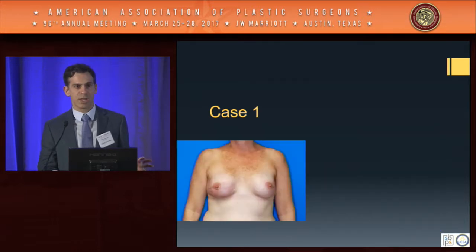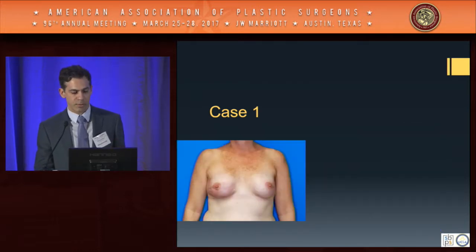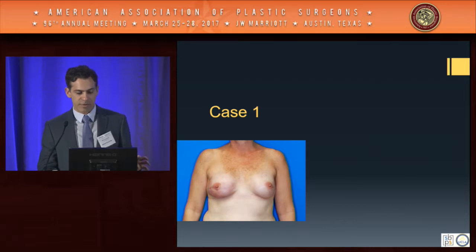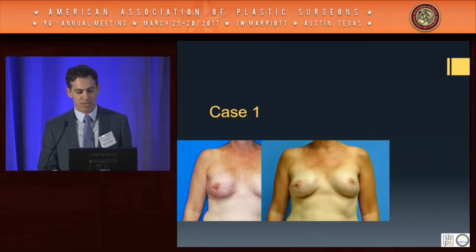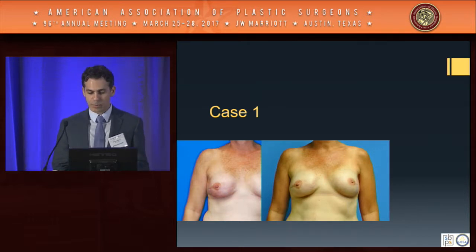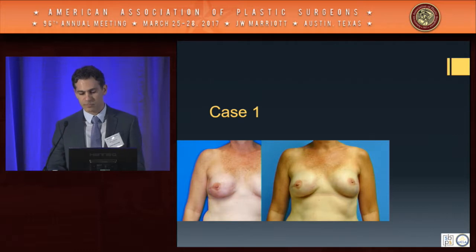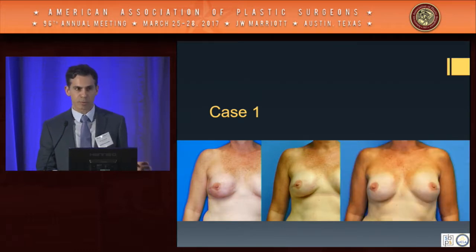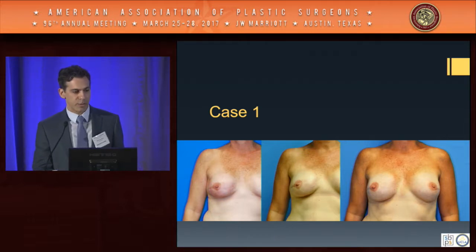Fortunately, she had a very good outcome, which isn't the way it always goes, but she got her IV antibiotics. She resolved her erythema on her right breast, as you can see, just a few days later. And then she proceeded to have her reconstruction with expanders replaced with implants and fat grafting, and she did well. But as we all know, that's not the way it always goes.